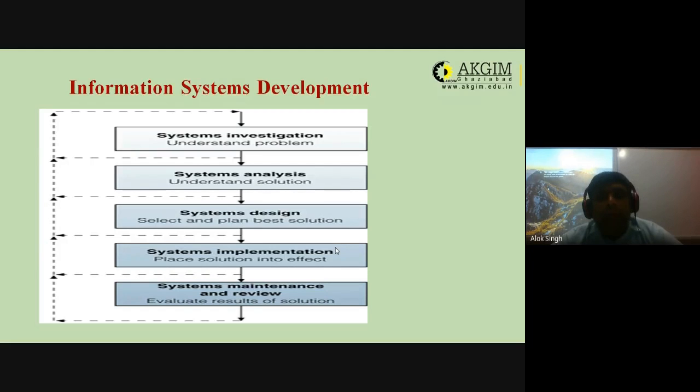So you will evaluate the result of the solution. Okay, so this is the process of information system development. And here it is also given a feedback. Why is this feedback given? Because nowadays we are working on a closed loop system. Why are we working on a closed loop system? The reason is that we are working on continuous improvement nowadays.